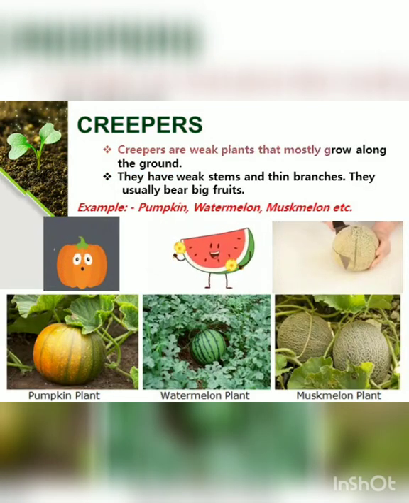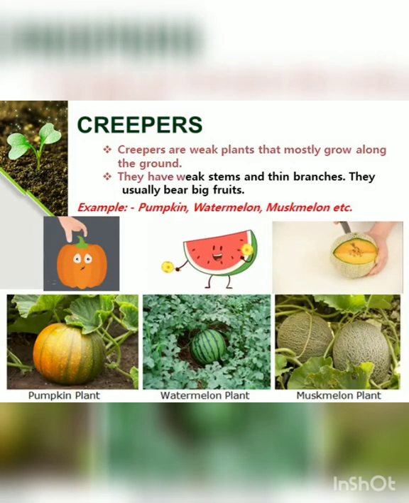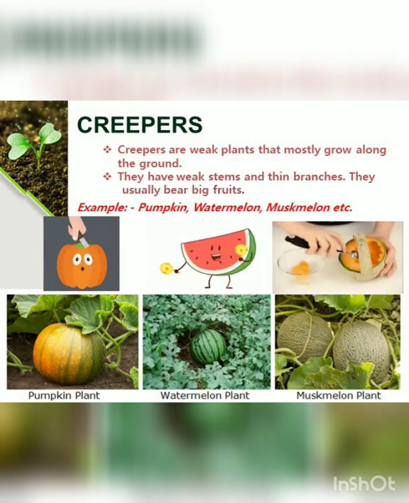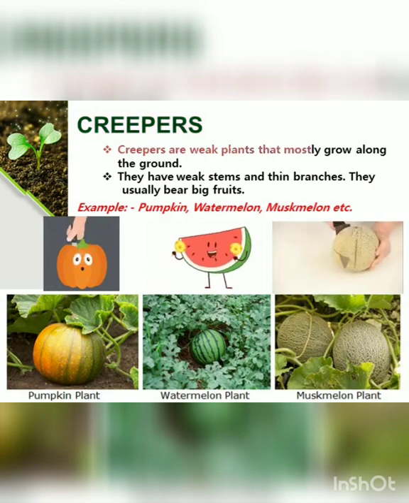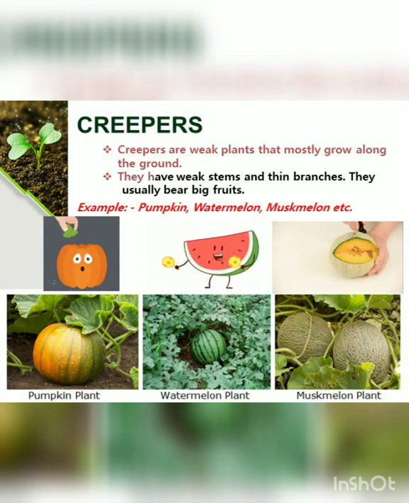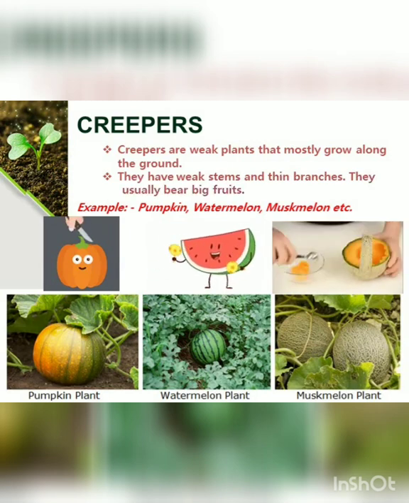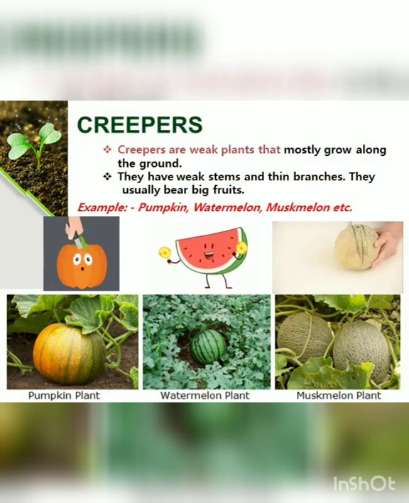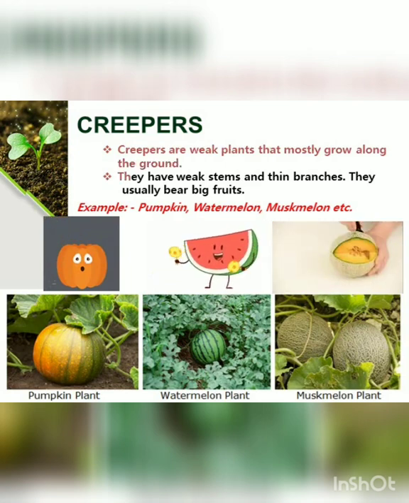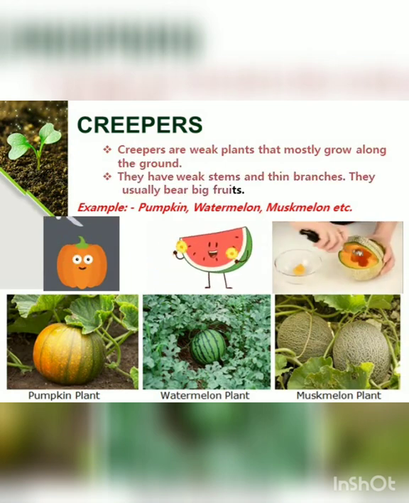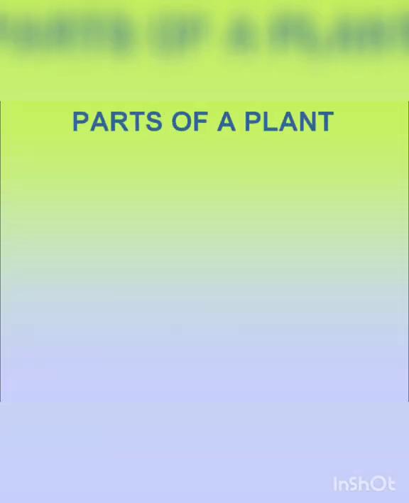Okay, so next is creepers. Creepers are also big plants and they usually grow along the ground. That's why they're named creepers, because they grow along the ground. They have big stems and thin branches and they usually bear big fruits. For example, watermelon, muskmelon, pumpkin, etc. Okay, after the types of plants, we will discuss the parts of a plant.